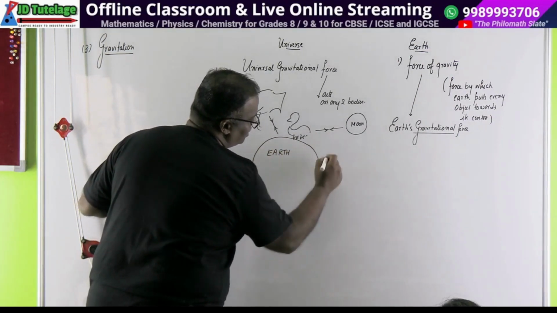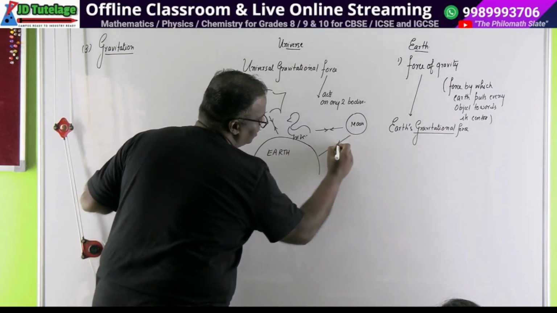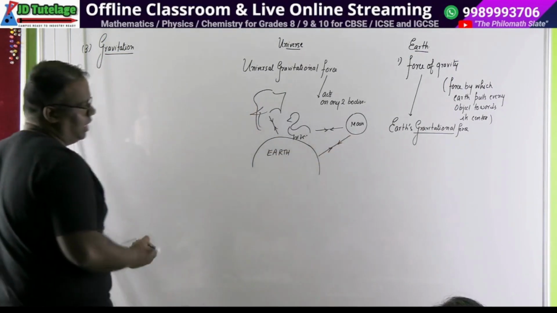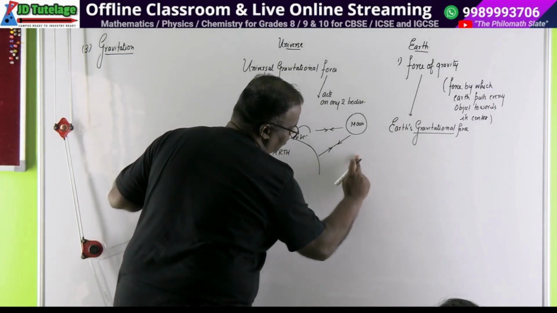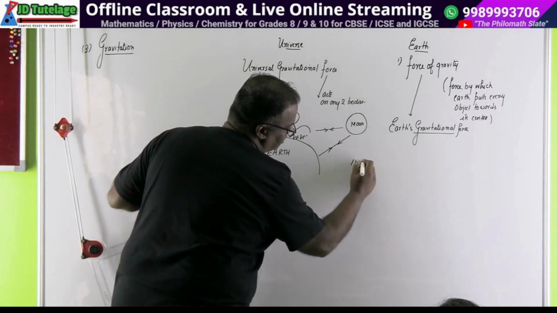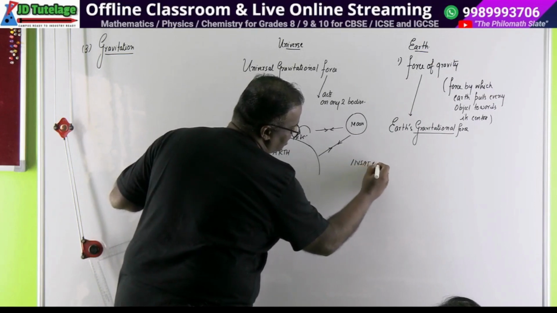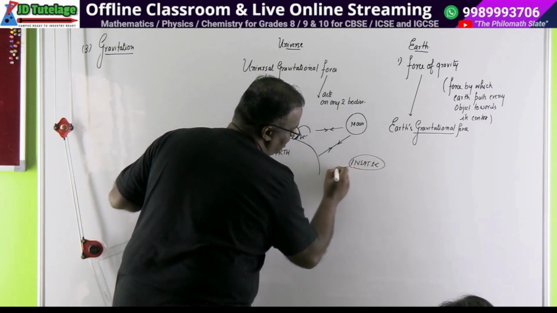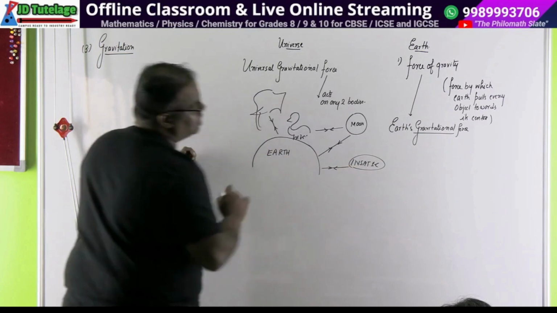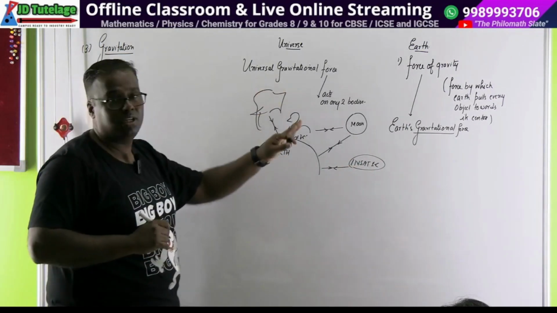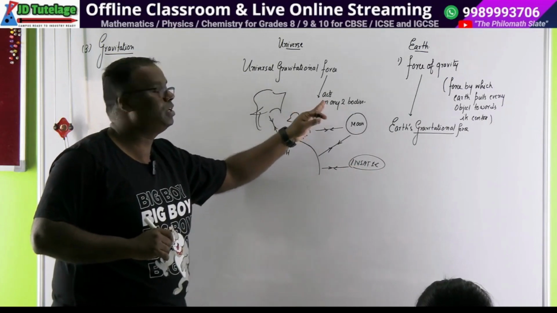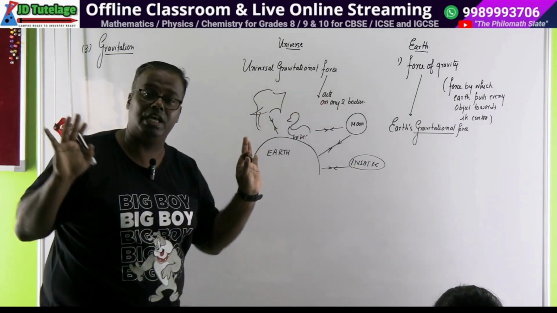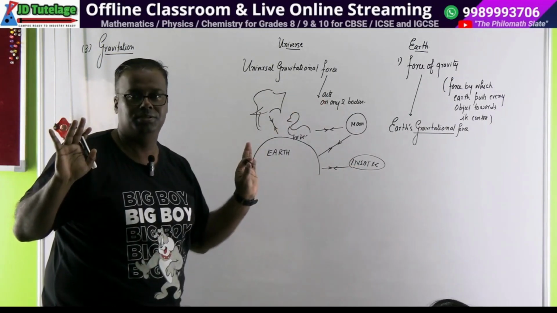So the next question is, sir, between them, do we have gravitational force? Yes, we have. Say we have INSAT. These are our satellites, say INSAT 1C. Do we have a gravitational force? Yes. Now do you understand? Universal gravitational force is the force of attraction that acts on any two bodies in this universe. Any two bodies in the universe.